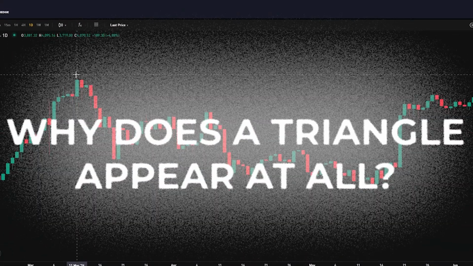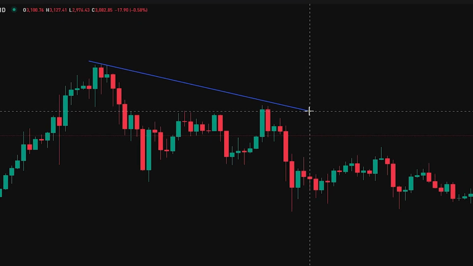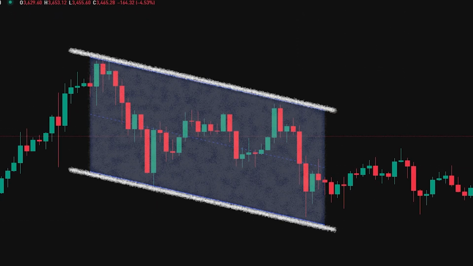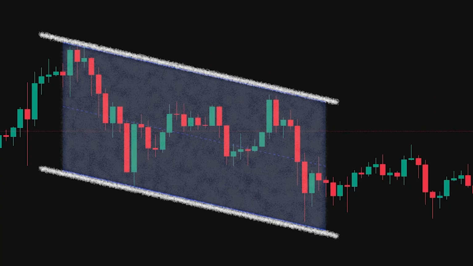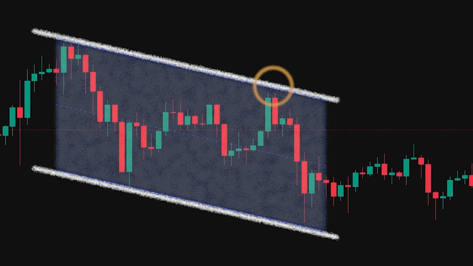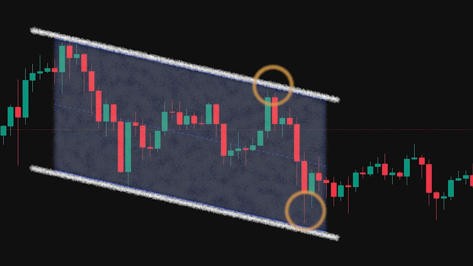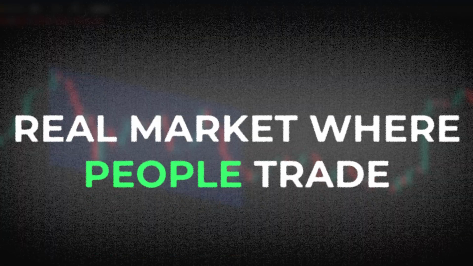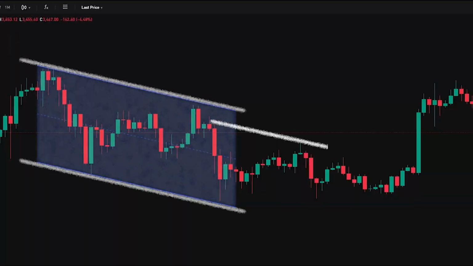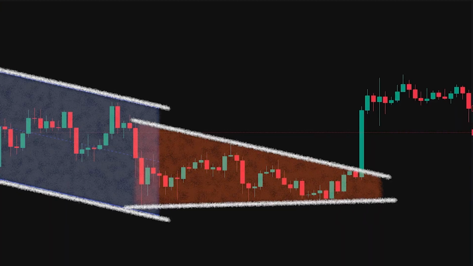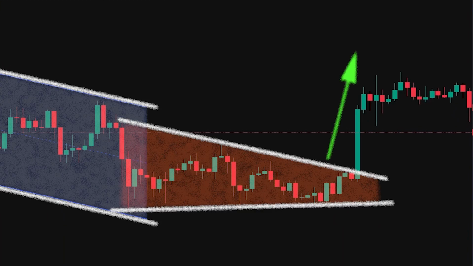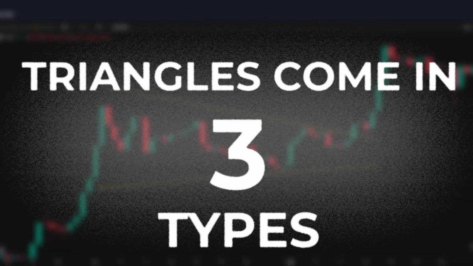Why does a triangle appear at all? It's simple: the trend moves, you draw a channel by the highs and lows, but price doesn't bounce exactly off the borders. First, it doesn't reach the top, then it doesn't reach the bottom, and you notice the range starting to narrow. Why does this happen? Because it's a real market where people trade, not robots. The longer the price gets locked in a narrowing range, the more tension builds up, and once it breaks, an impulse begins.